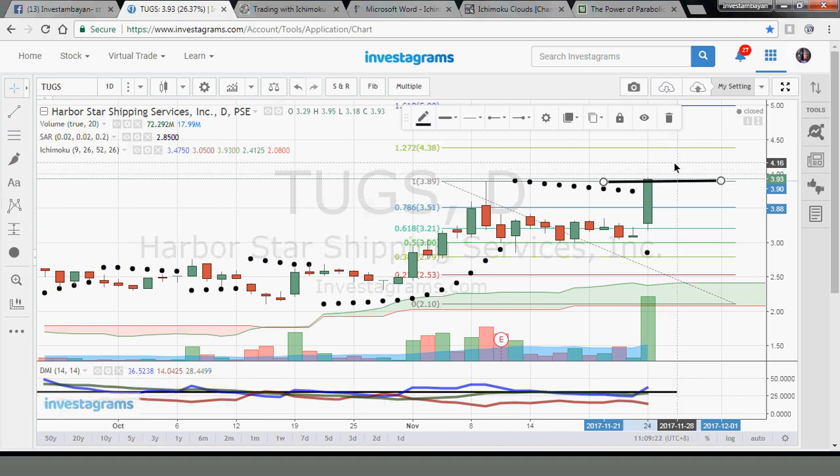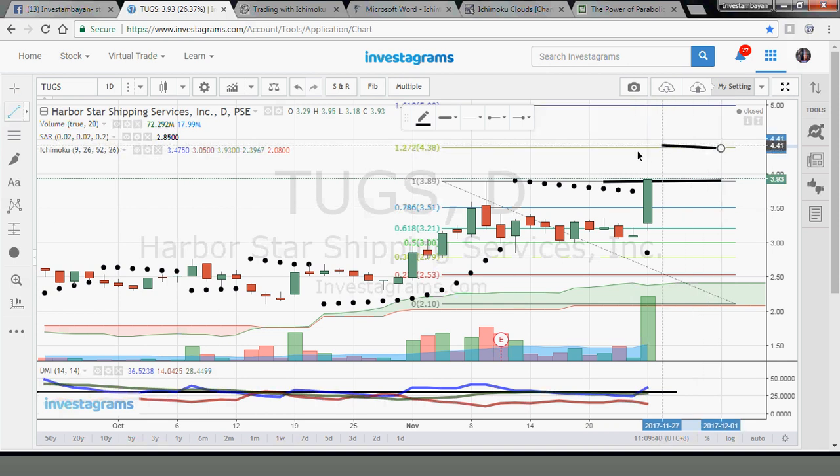Kapag tumaas pa siya, next na trailing stop ko is 4.38. So, kung nandito siya sa 4.38, ito yung first na target price ko. Pwede ako mag-take profit nito. So, not unless, kung dito lang siya, I will hold it.